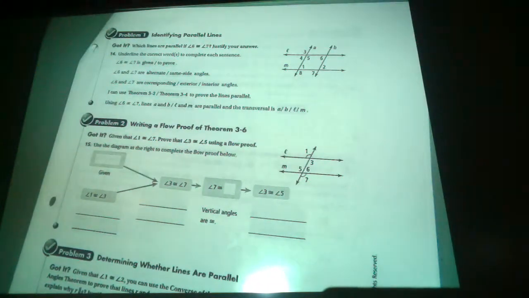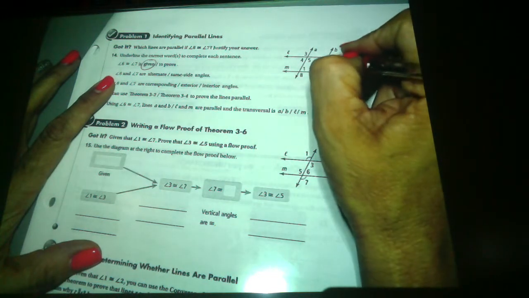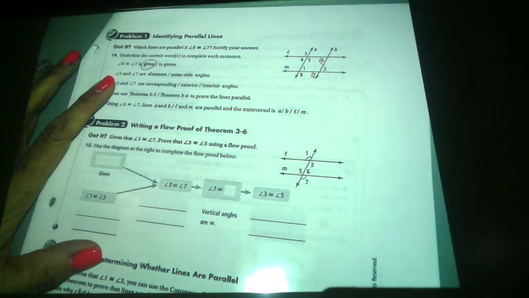All right, so what does that look like? Problem 1. And we're only going through to problem 2 today. So which lines are parallel if angle 6 and angle 7 are congruent, and justify your answer? So underline the correct words in the sentence. Angle 6 is congruent to angle 7. Is that given, or is that what you have to do? This is given. So I would mark over here on my picture, angle 6 is congruent to angle 7.